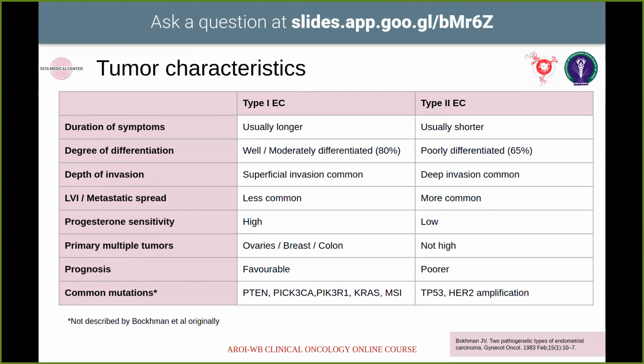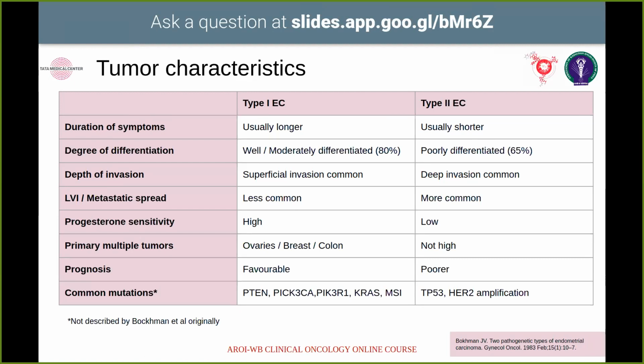And based upon the tumor characteristics, type 1 endometrial cancers typically present with a longer duration of symptoms. They are usually moderate to well differentiated adenocarcinomas, but not always. Usually have a superficial invasion, less common chance of metastatic spread, have a higher degree of hormone sensitivity, and are associated with ovarian, breast, and colonic cancers. Later on, based upon this classification, certain characteristic mutations were also observed, the most common of which is the PTEN mutation in type 1 endometrial cancers.